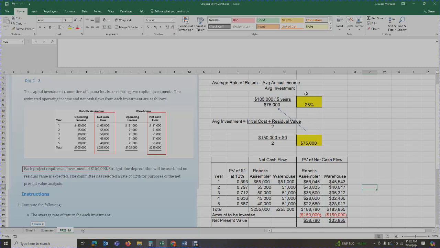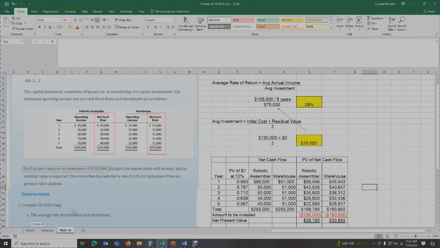They both yield the same percentage because my operating income is the same for both projects. Both projects are for the same timeline, 5 years, and both projects have the same average investment. So they both yield 28%, so that's important to highlight.